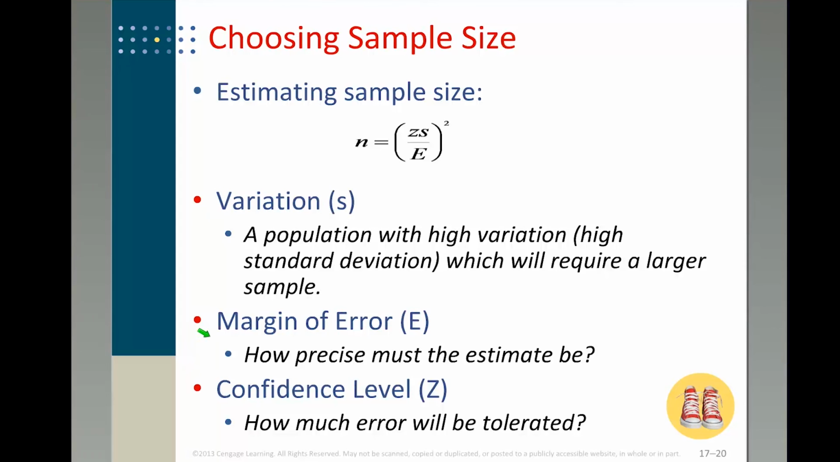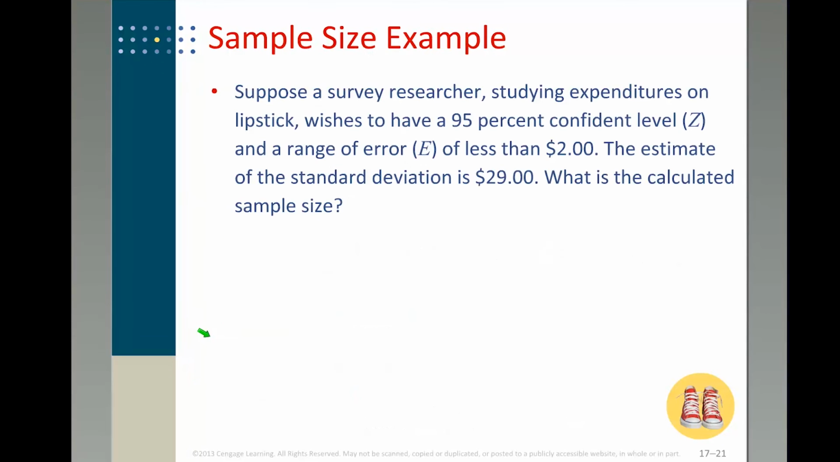The margin of error denoted by E is kind of measuring how precise we want the estimate to be, okay, or how much margin of error we could tolerate in our calculation. If I want to construct a confidence interval and I can only tolerate, for example, $2 margin of error, then E will take a value of 2, right?